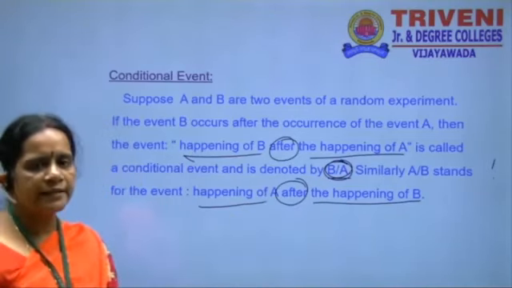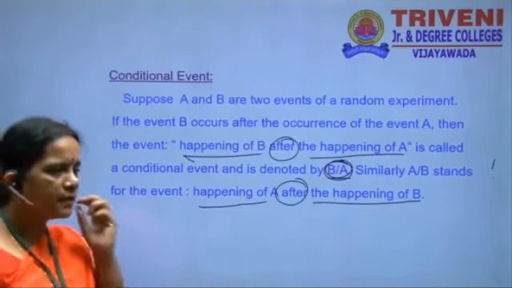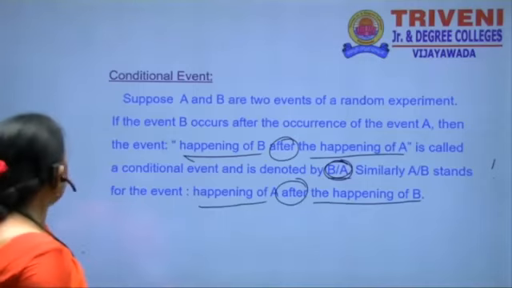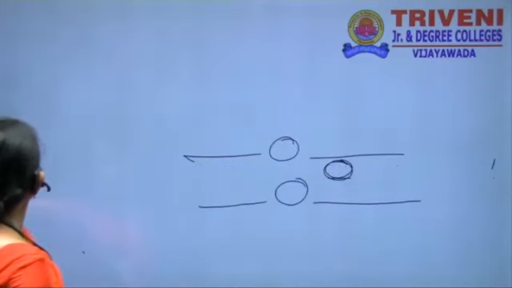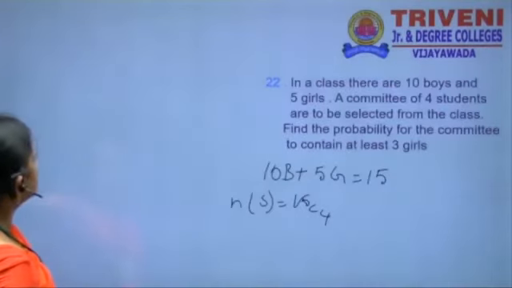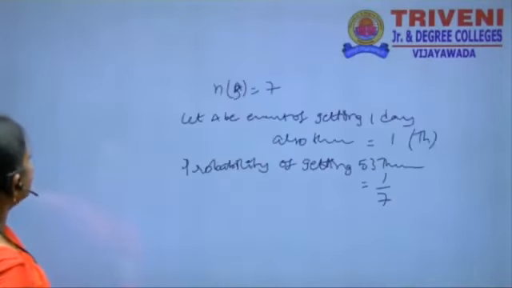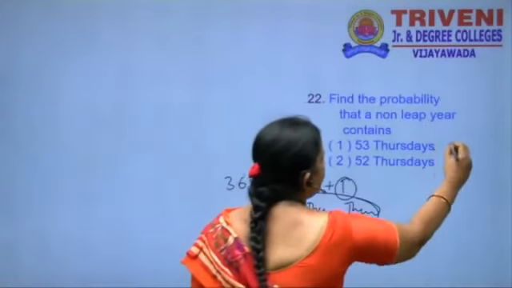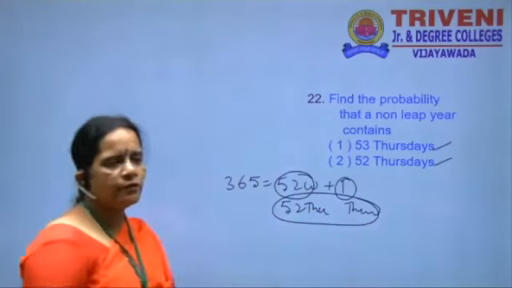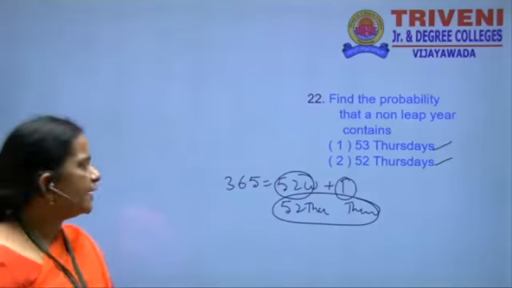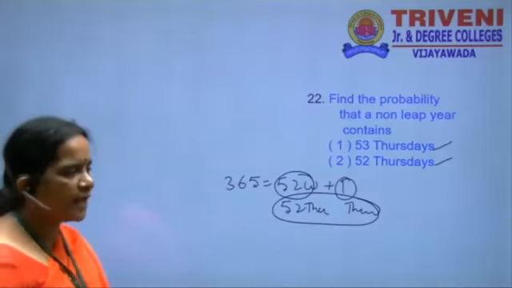Okay. And then in the next class we have to discuss the multiplication theorem and conditional probability definition, and then some important problems. Here also we have to take some problems. Here also we have to take 53 Thursdays and 52 Thursdays, that also we have to do in the last class. 52 Mondays and 53 Mondays we have to do like this.